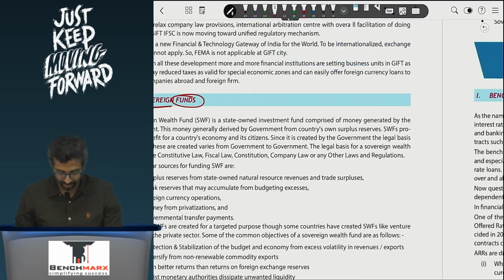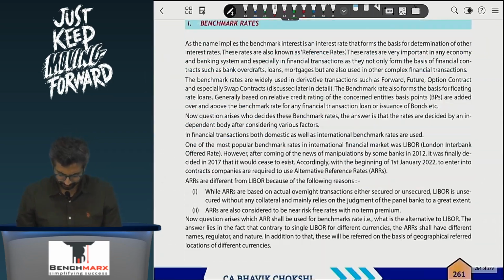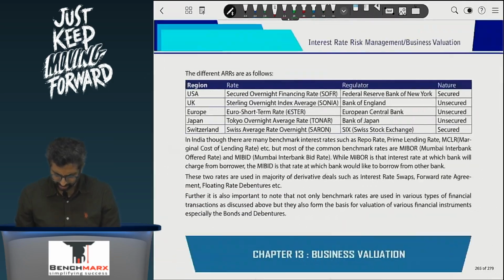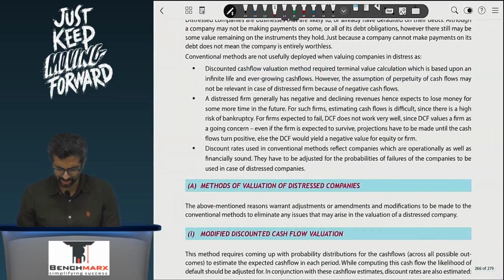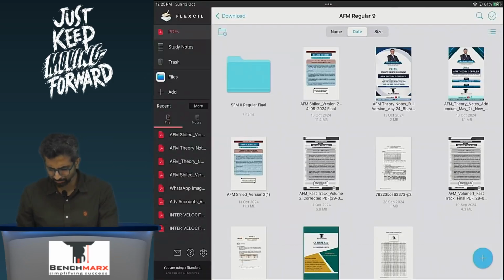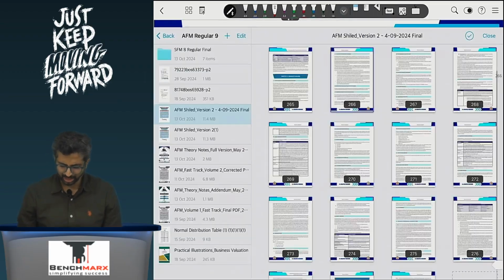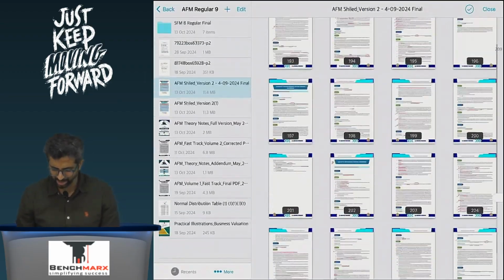So these are funds which are run by the government. Okay, interest rate we'll do, business valuation we have discussed, and I think we are left with mergers and then interest rate. Mergers has nothing special.